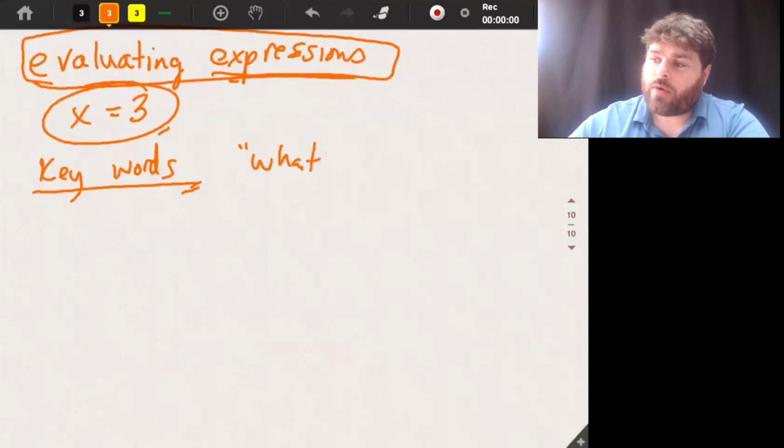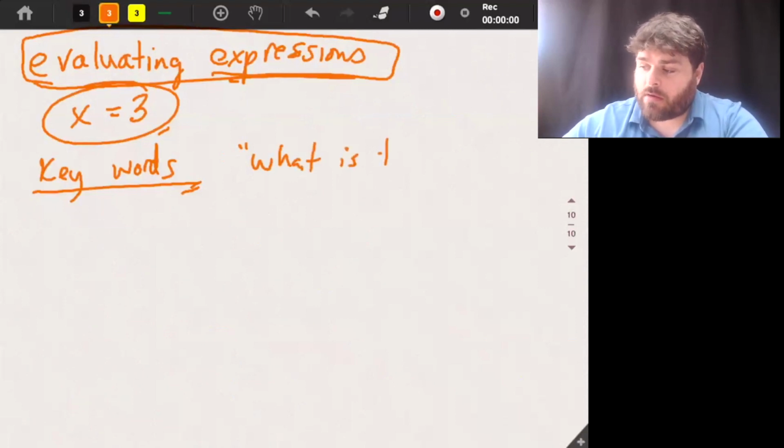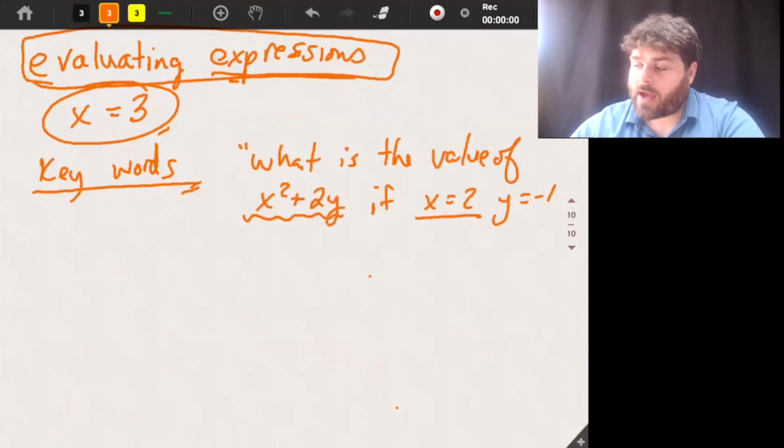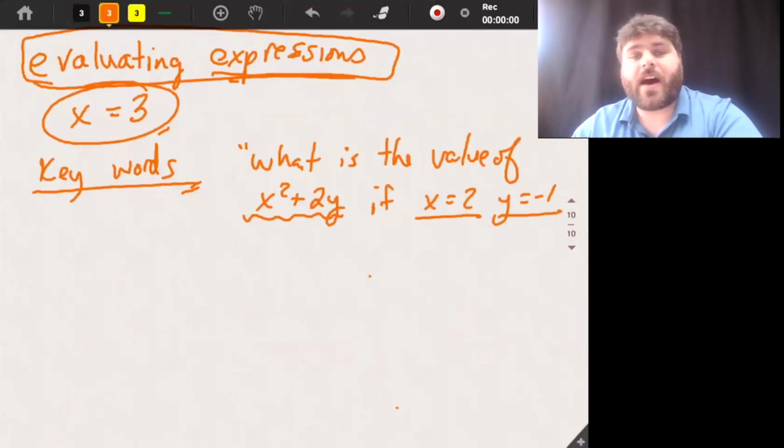What is the value of blank if X equals this and Y equals this? Right? What is the value of, and then they'll give you an expression, and then they'll say if X is equal to 2 and Y is equal to negative 1. Okay? What is the value of this expression? So maybe it says X squared plus 2Y, right? But they'll tell you what X and Y are. That's the key there, is to see, okay, what is the value of this expression under these conditions?